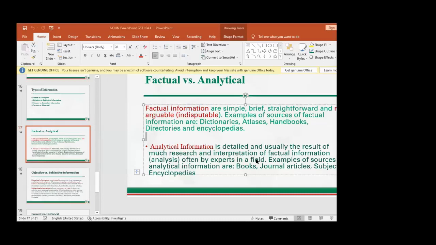So now we are going to look at the analytical forms of information.